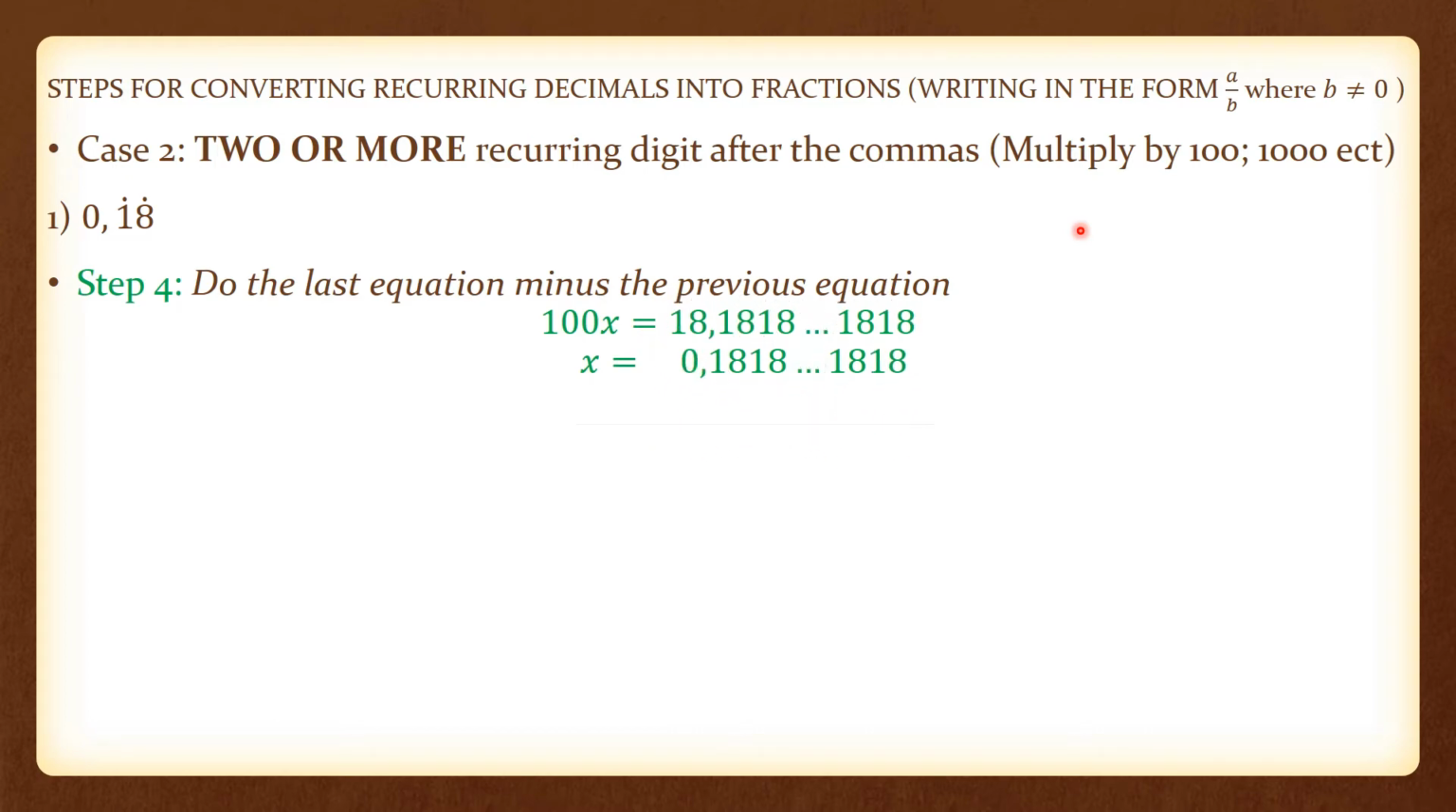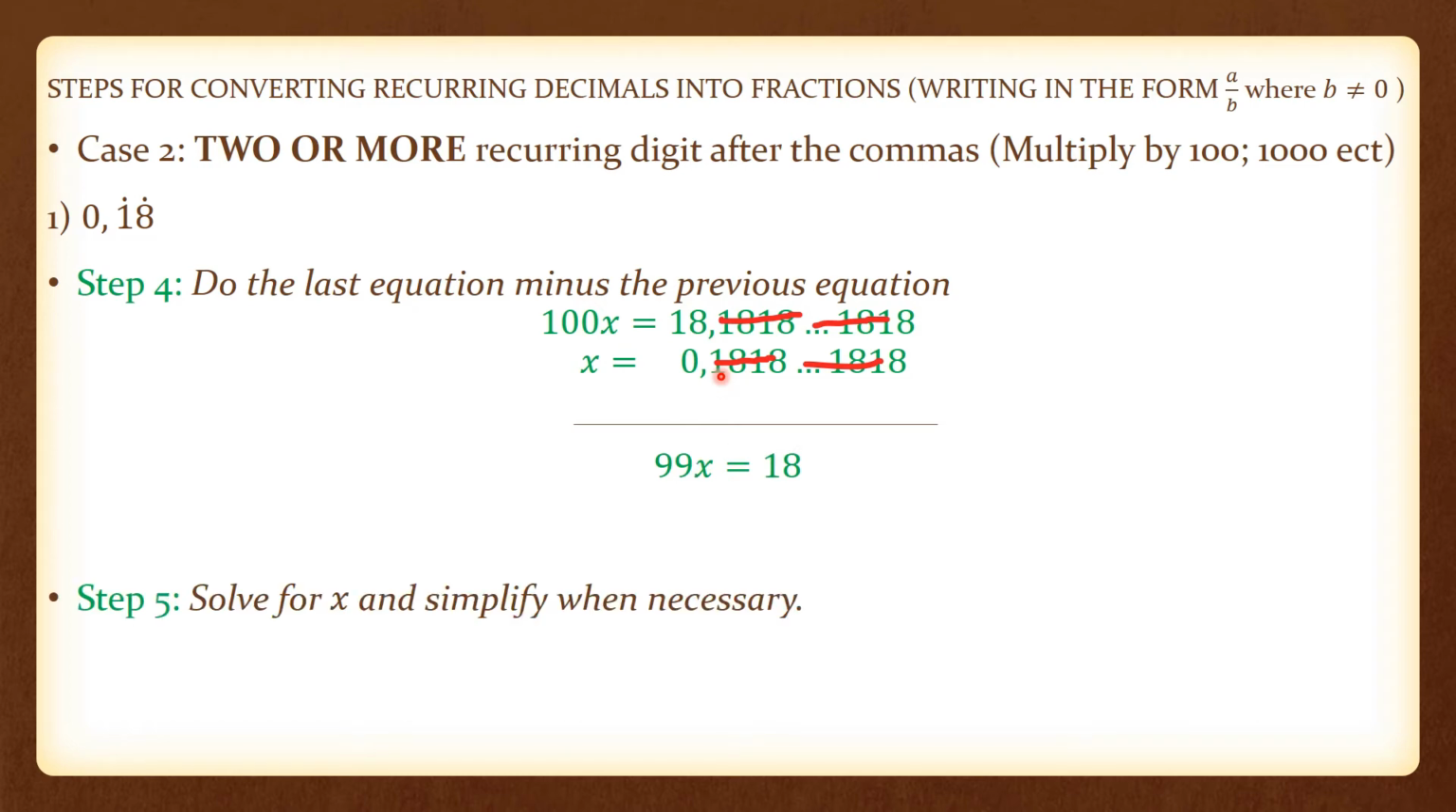Now, we can see that we have 18s on both equations. So those 18s can be easily cancelled out. So we're left with integers on the left hand side and on the right hand side also. So 100x minus x is 99x, equal to 18.